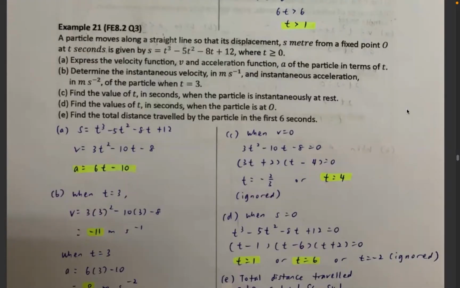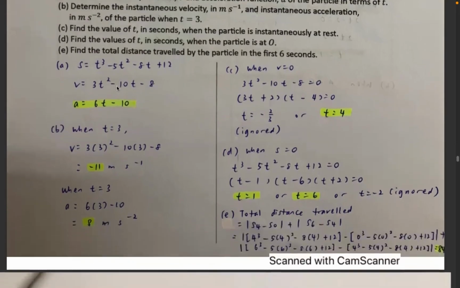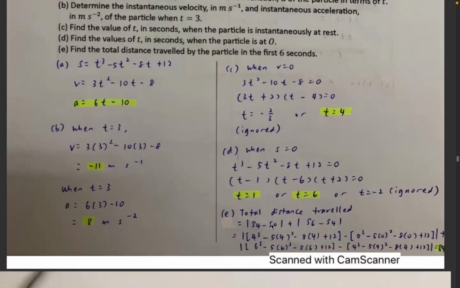E. Find the total distance traveled by the particle in the first 6 seconds. Whenever we want to find the total distance traveled, we have to identify whether the particle changes direction or not. When the particle changes direction or when the particle stops, v will be 0. So you can refer to your answer from part C. When v equals 0, t equals 4. That means this particle changes direction when t equals 4.